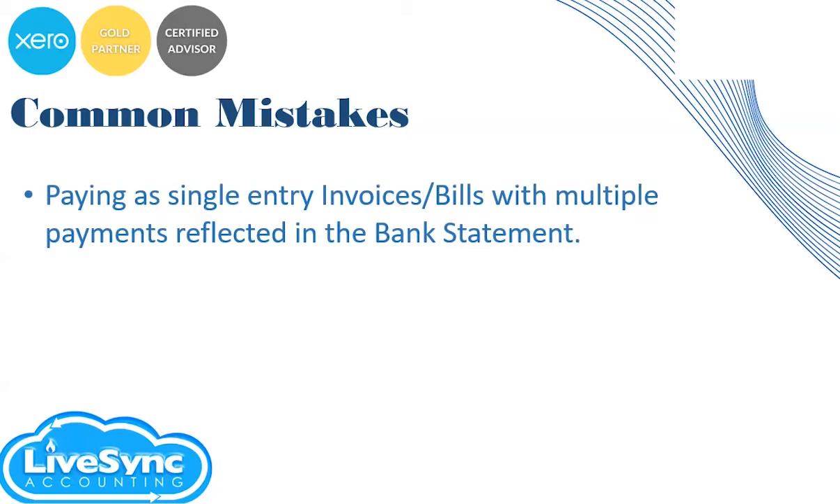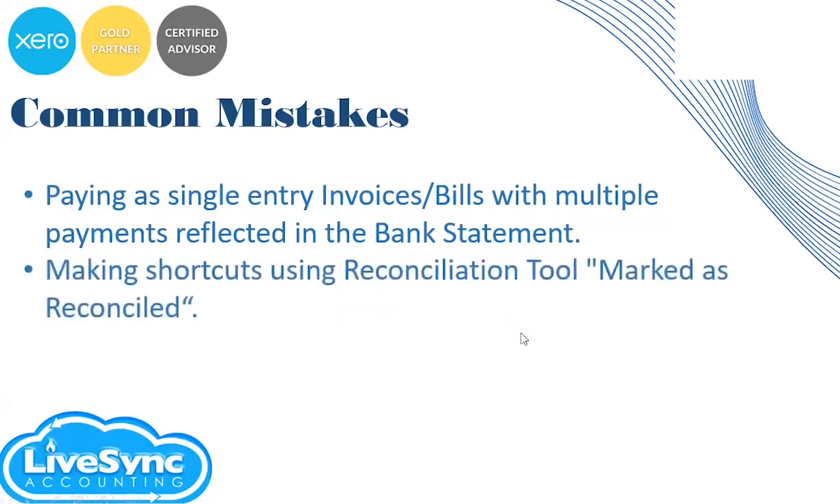Actually, Xero will not detect that because, as I've said earlier, the approach of Xero is you reconcile per statement line. So you have to create an entry that would match the bank statement line. So instead of doing a single payment for multiple payments, you can use the split method that I have demonstrated earlier, that you can search for the invoice, then do the splitting. Okay, then making shortcuts using reconciliation tools marked as reconciled.